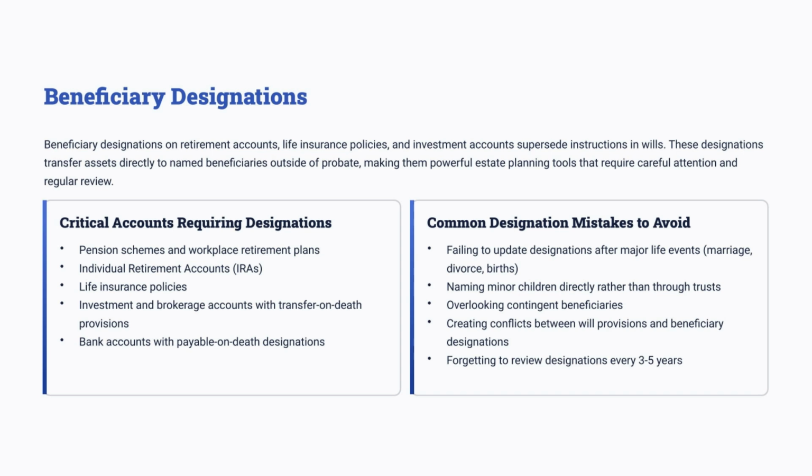Avoid common mistakes. Update designations after life changes. Use trusts for minors and ensure alignment with your will. Regularly review every 3 to 5 years.